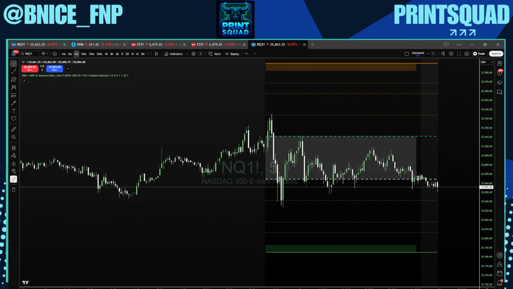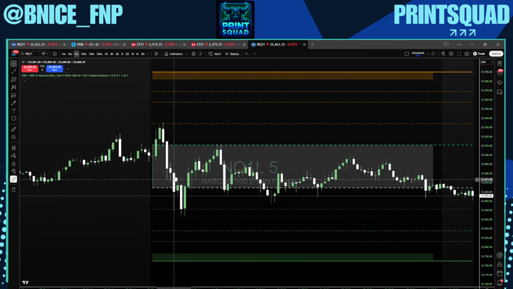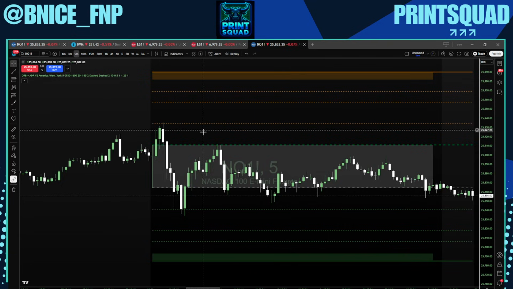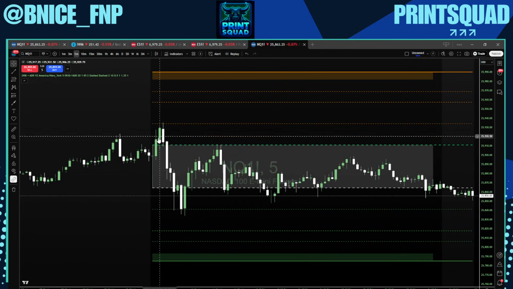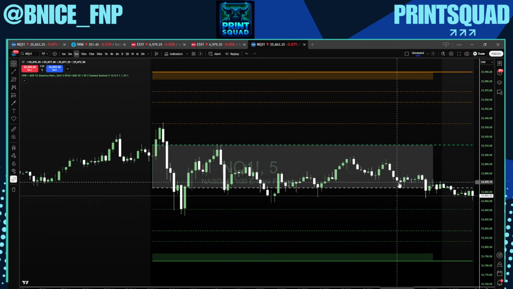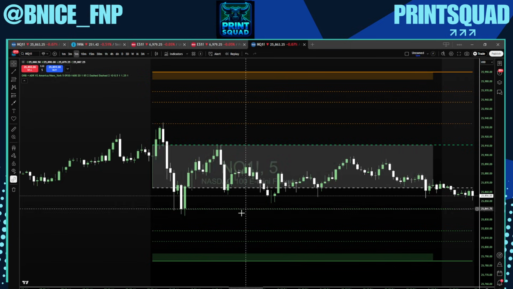In this example, we don't really have the best of examples because, as we can see, price is pretty much ranging in between the orb high and the orb low for this specific day. So we didn't really get a lot of opportunities except for here, and then the rest of the day it was just pretty much boring. But how do I use this?